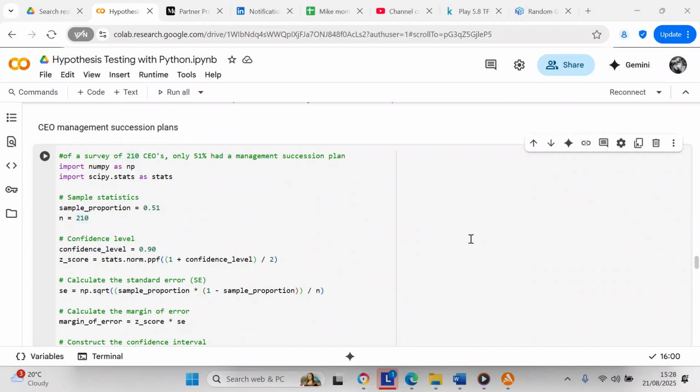And then calculate the standard error. So standard error equals np.sqrt, brackets, sample proportion times (1 minus sample proportion), divided by n. So the sample proportion is 51% and 1 minus the sample proportion is 49%. And then we're going to use BEDMAS: brackets, exponents, multiplication, division. So multiplication comes before division.